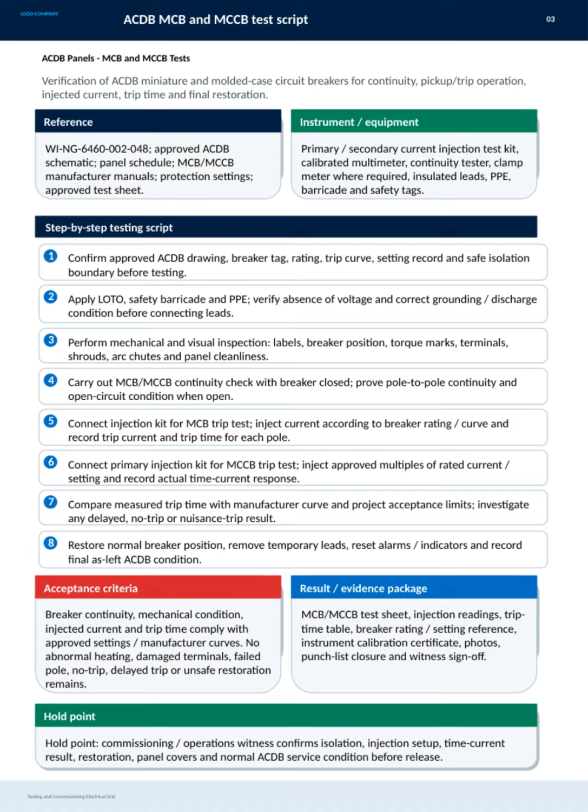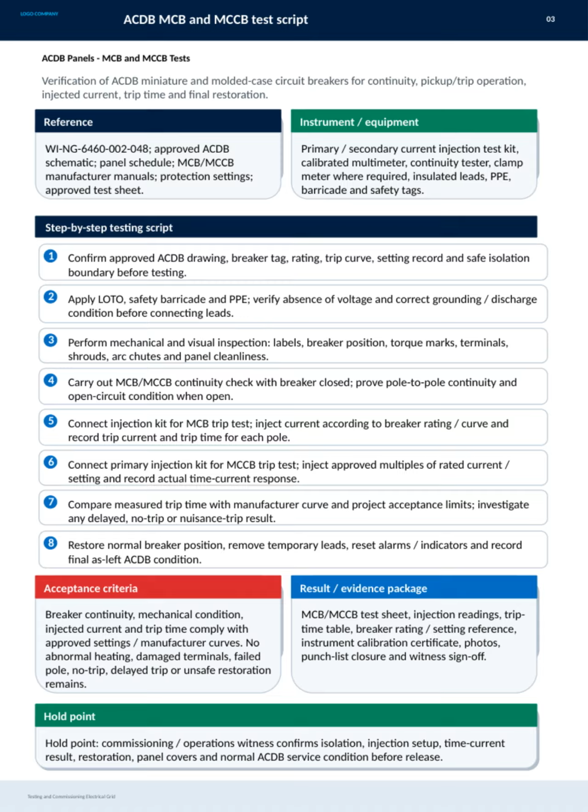Our step-by-step script starts with confirming all documentation and breaker details, followed by applying lockout-tagout procedures and verifying safe isolation. We then conduct a thorough mechanical and visual inspection, checking labels, breaker positions, torque marks, terminals, shrouds, arc chutes, and panel cleanliness. The continuity check comes next, ensuring the breaker poles are correctly connected when closed and open when switched off. For trip testing, we connect the injection kit to the MCB, injecting current per the breaker's rating and recording trip currents and times for each pole.